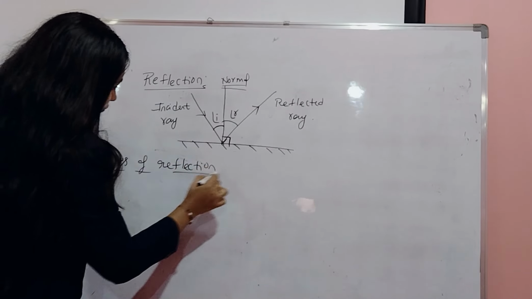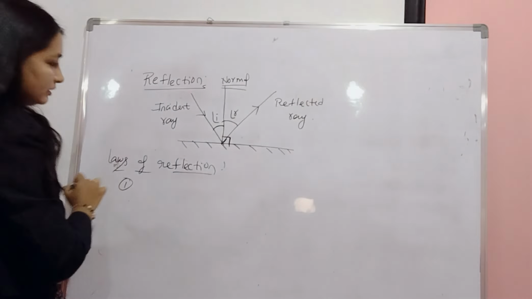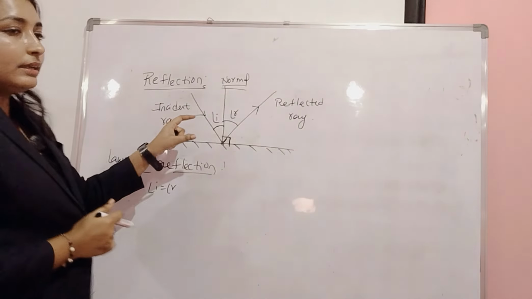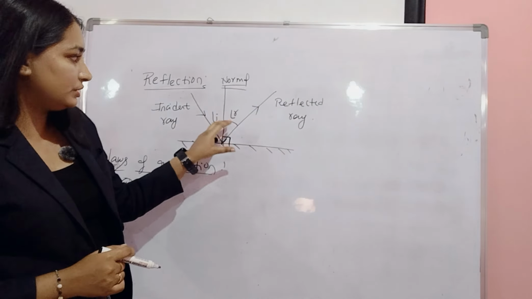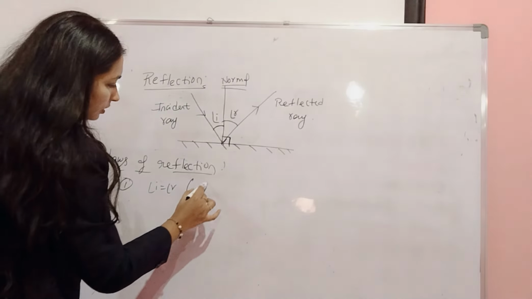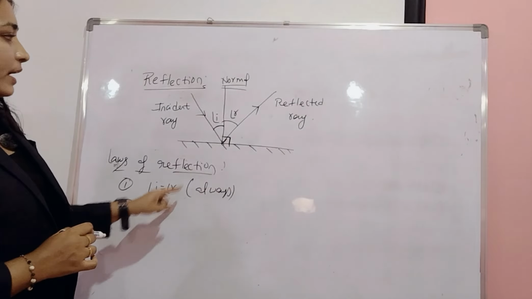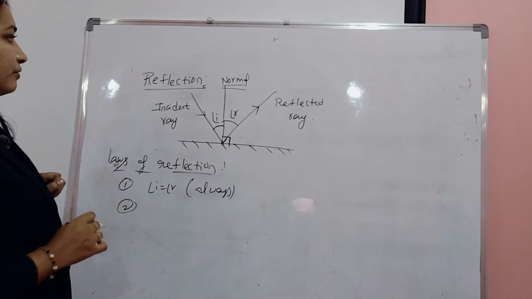Laws of reflection. What are the laws of reflection? According to the first law of reflection, angle I is equal to angle R. So the angle of incidence is always equal to the angle of reflection. Angle I is equal to angle R.